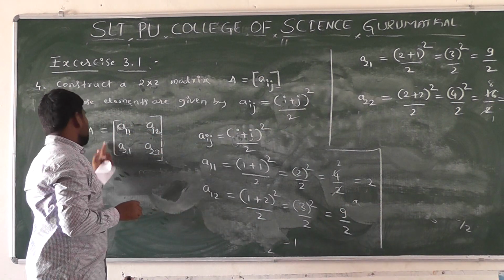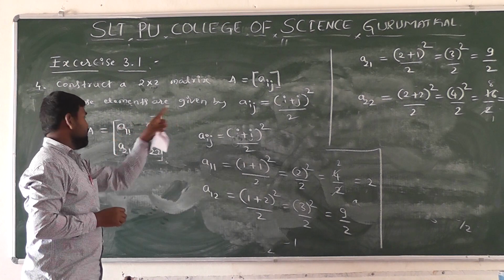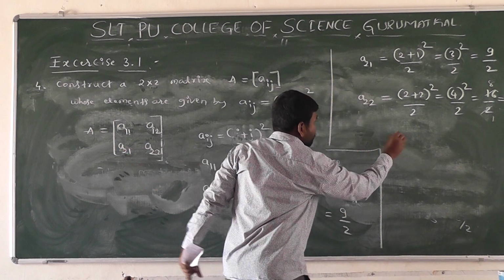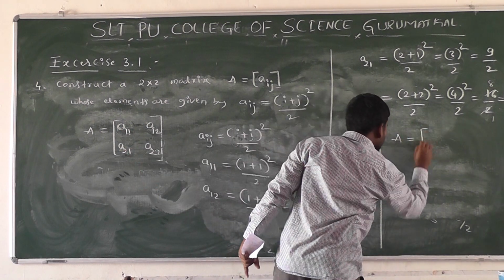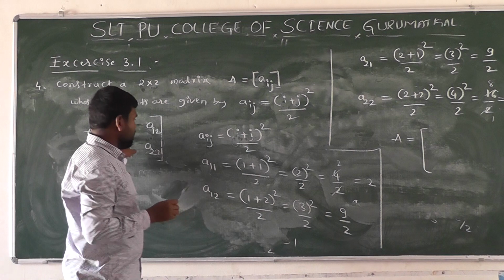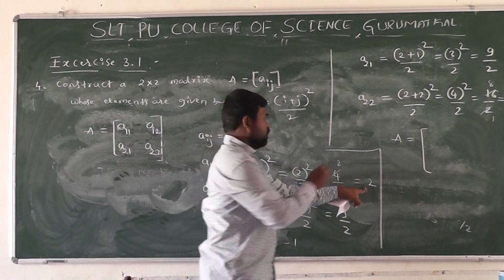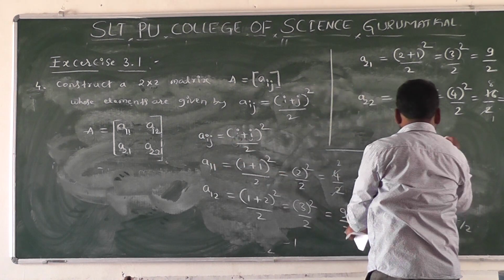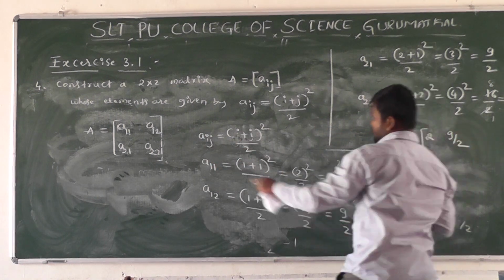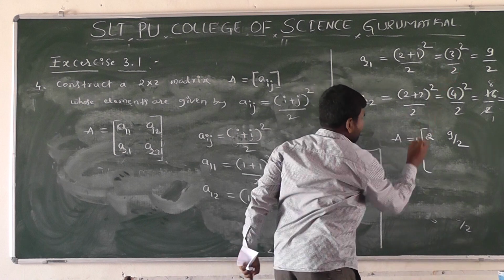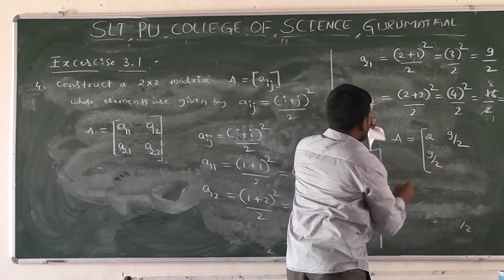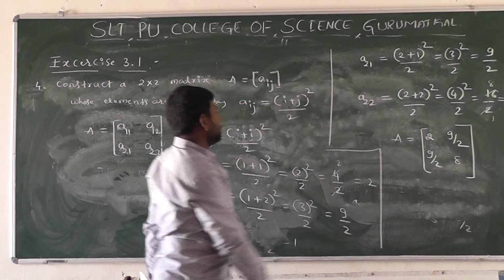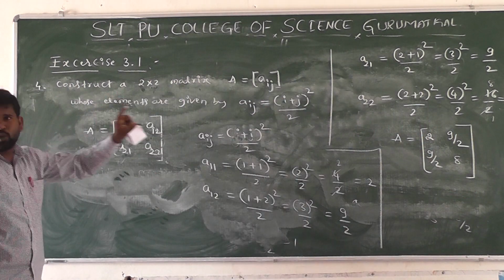In place of the elements, we have to substitute what elements come here. A is equal to. What is the first row, first column element here? 2. We have to write 2. Next, first row, second column element. What is the element here? 9 by 2. Next, second row, first column element. What here? 9 by 2. Next, second row, second column element. What here? 8. This is the construction of a matrix of order 2 cross 2.